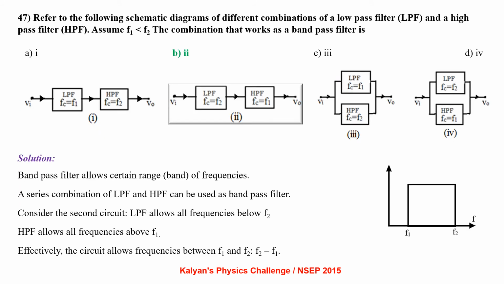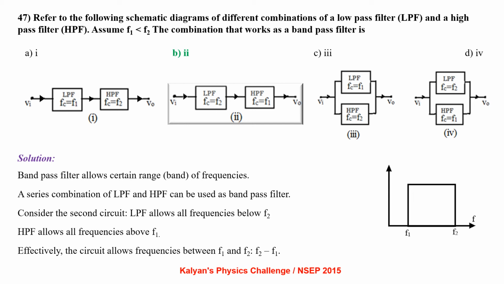Refer to the following schematic diagrams of different combinations of a low pass filter and high pass filter. Assume F1 is less than F2. The combination that works as a band pass filter is: a band pass filter allows a certain range of frequencies. A series combination of low pass filter and high pass filter can be used as a band pass filter.